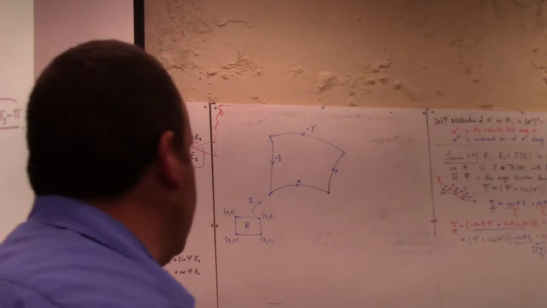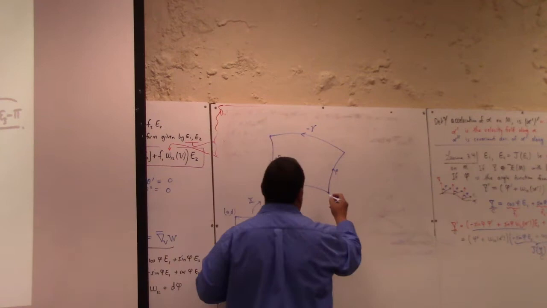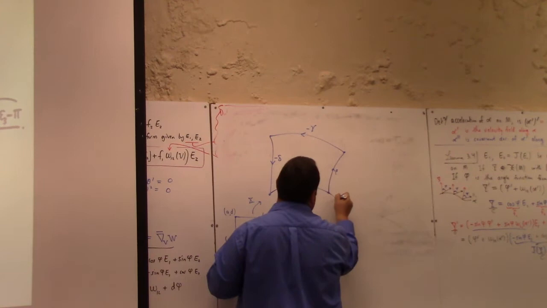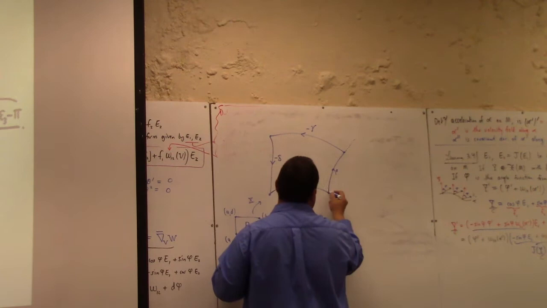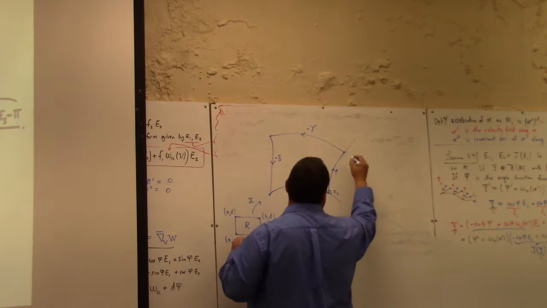And at the moment, we are laboring over the integral over beta, right? Which goes from here to there, right? And this angle here is what's called E2, right? This angle up here is, I think, E3, right?